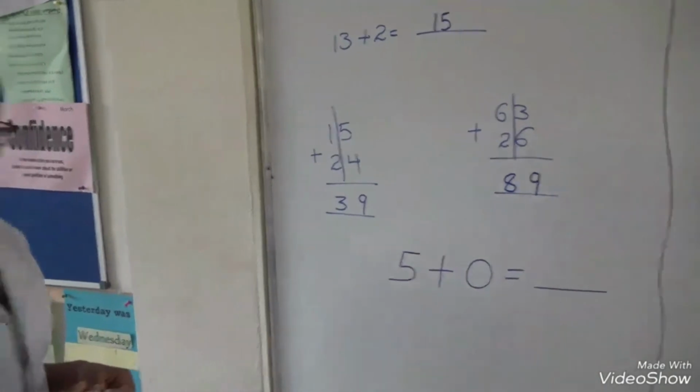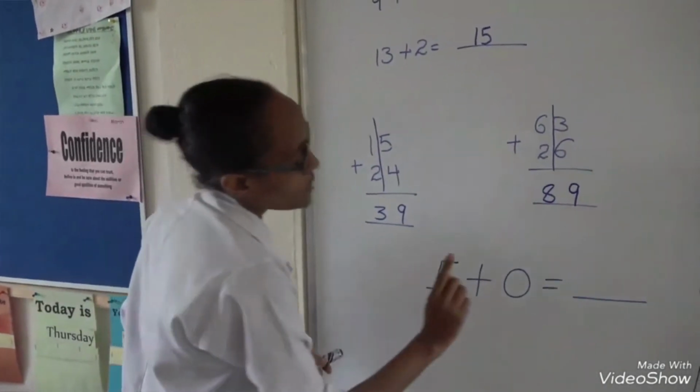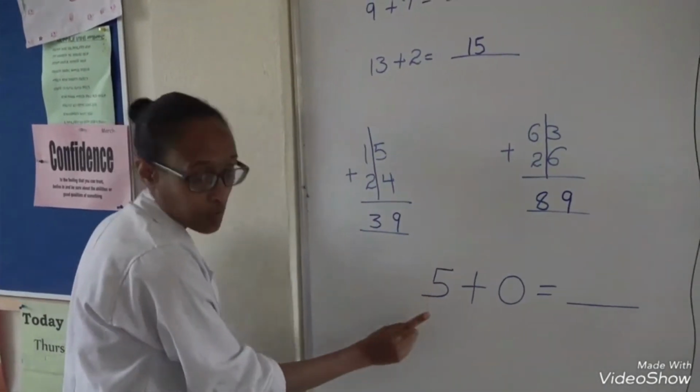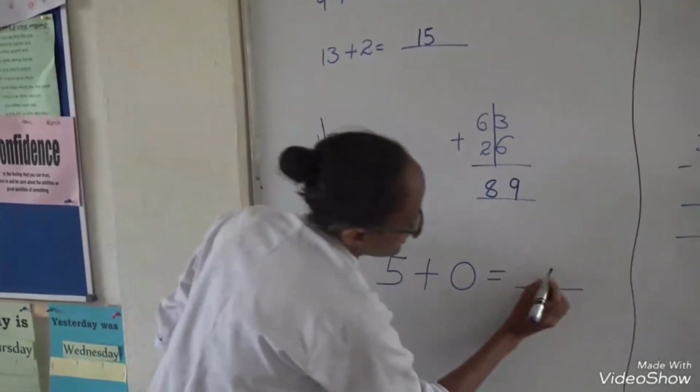And always, when you add a number with 0, the answer is the big number. So here the answer is 5.